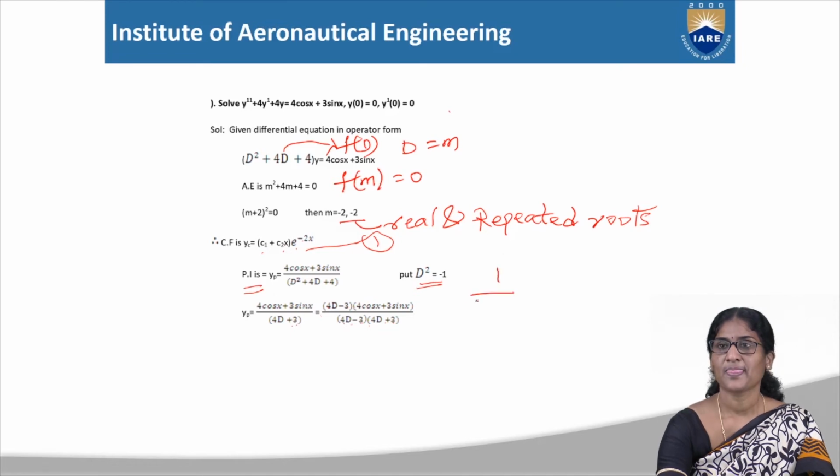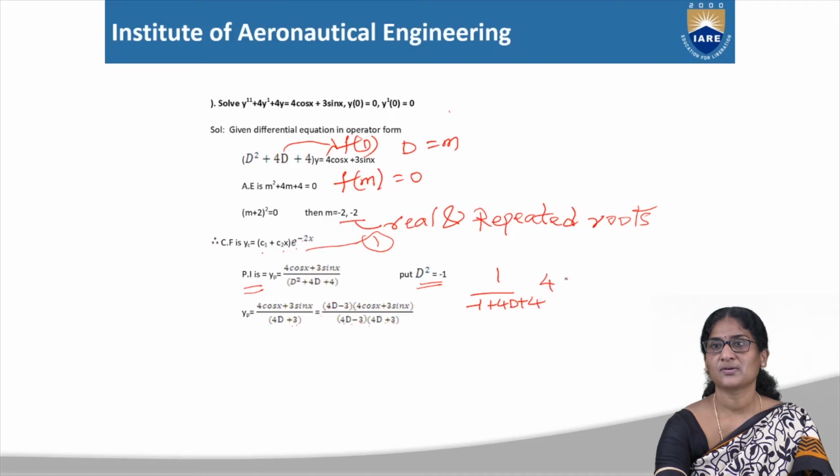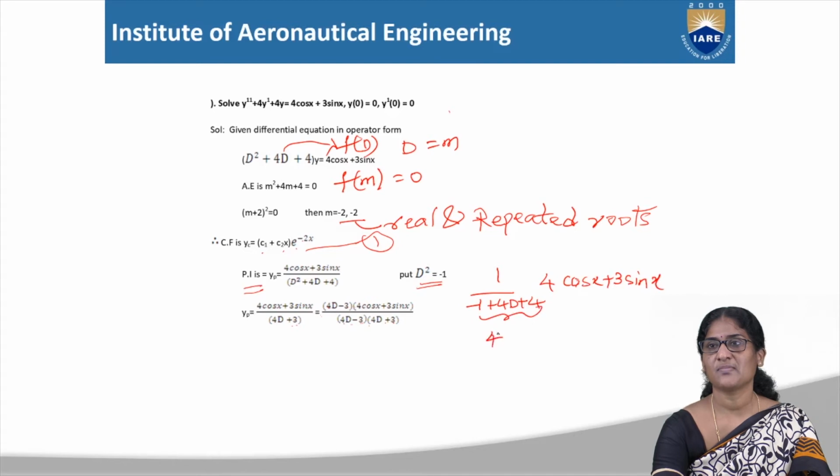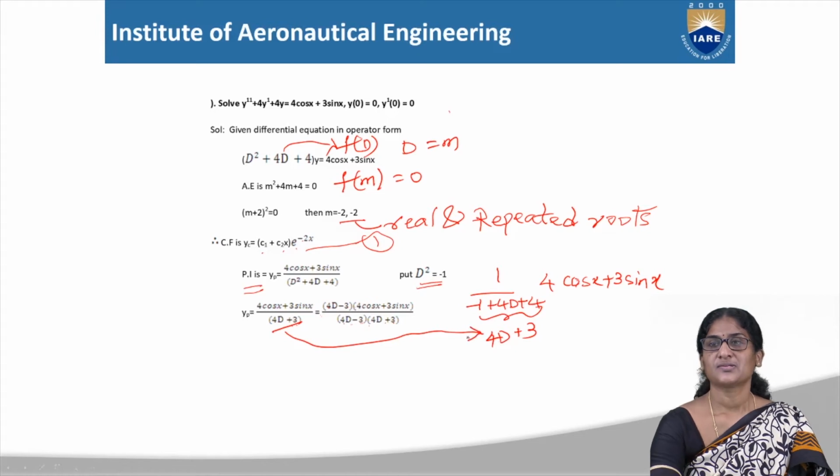If D squared is equal to minus 1, you are going to get 1 by D squared is equal to minus 1 plus 4D plus 4 into 4 cos x plus 3 sin x. And what is this value equal to? That is 4D minus 3, sorry, 4D plus 3. That's how I got this value, 4D plus 3.